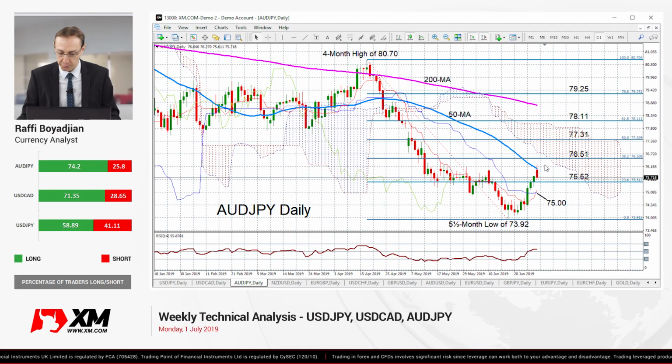To the upside, if we do see a clear break above the 50-day moving average, prices would then head into the Ichimoku cloud and help shift the bearish picture to a somewhat more neutral one, especially if prices were to climb as high as the 50% Fibonacci at 77.31.